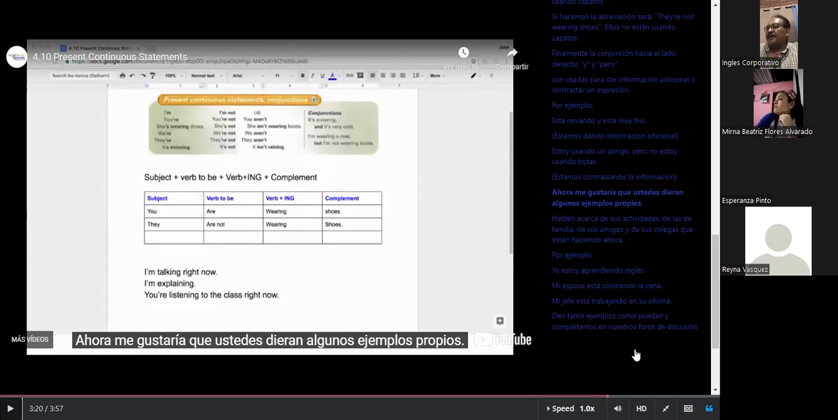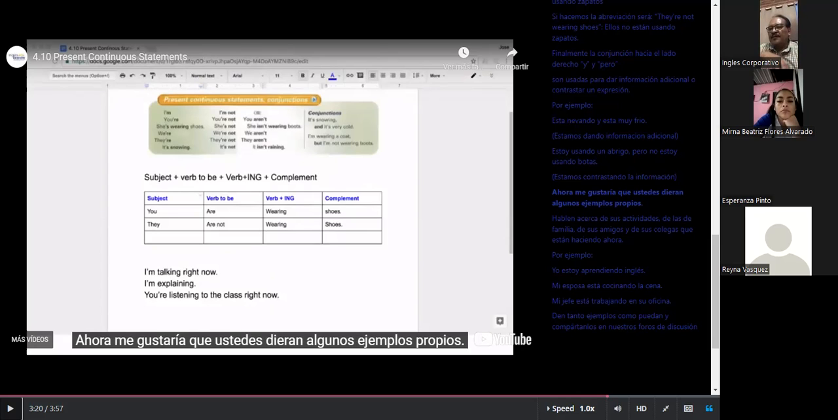Por ejemplo, yo le dijera, let me see, I am wearing a brown and white t-shirt. Estoy usando una camisa, a plaid. I'm wearing a plaid t-shirt. Estoy usando una camisa a cuadros, right? Thank you. T-shirt, uh-huh. Yes. Okay.